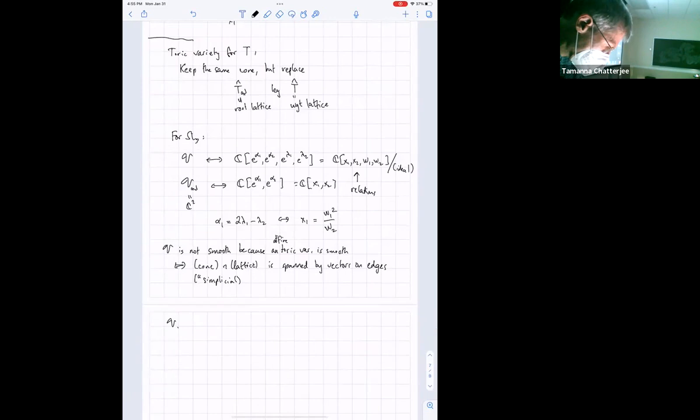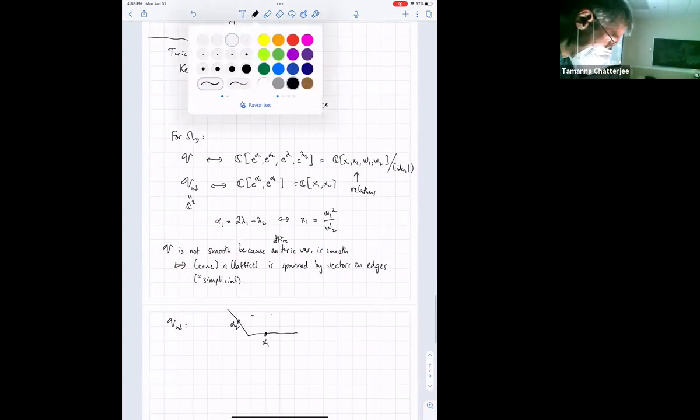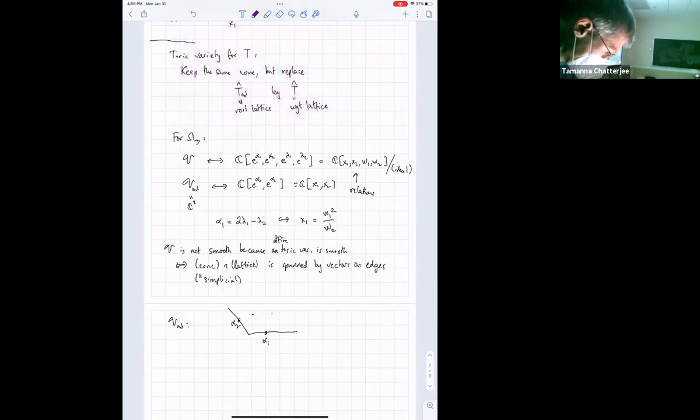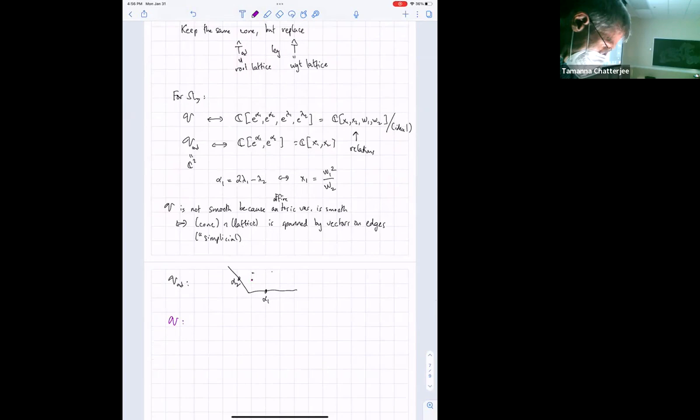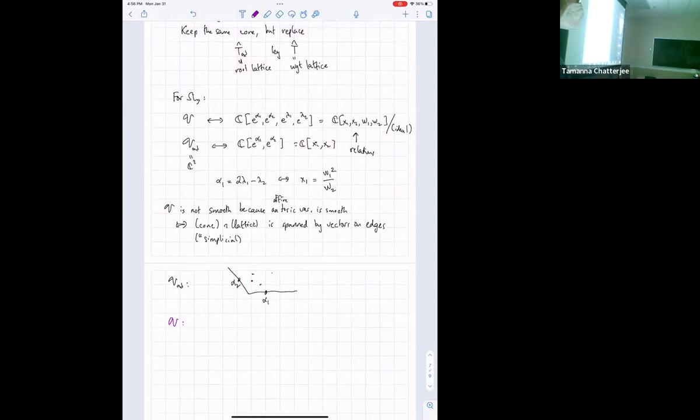So V add is smooth, that's fine because our cone looks like this. We have the cone and the lattice looks like this. We have alpha one here, alpha two, they lie on the edges, and everything inside can be written as a linear combination of these two vectors that lie on the edges. But if we do V, then you get these other things here that you can't get rid of that lie in the middle. And so the cone intersect the lattice is therefore not generated by stuff that lies on the edges, and therefore it's not smooth.